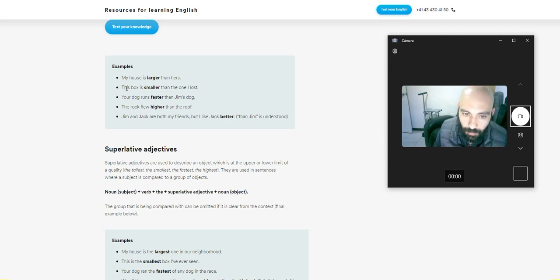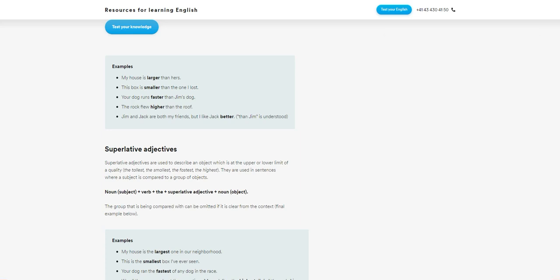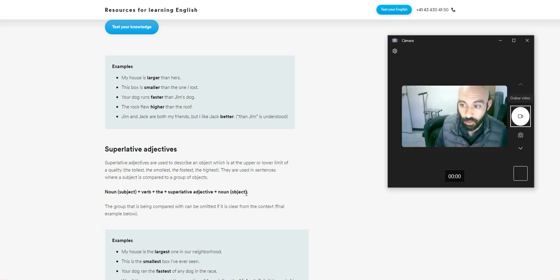Okay, and then we have, this box is smaller than the one I lost. So we have two boxes. Maybe I have one in my hands and the other one I lost, but I'm comparing them. I'm talking about which one is smaller than the other. So the other one was already small, probably, because we're using the word smaller here. But this one, it's even smaller. It has this characteristic of going even beyond what we usually had.